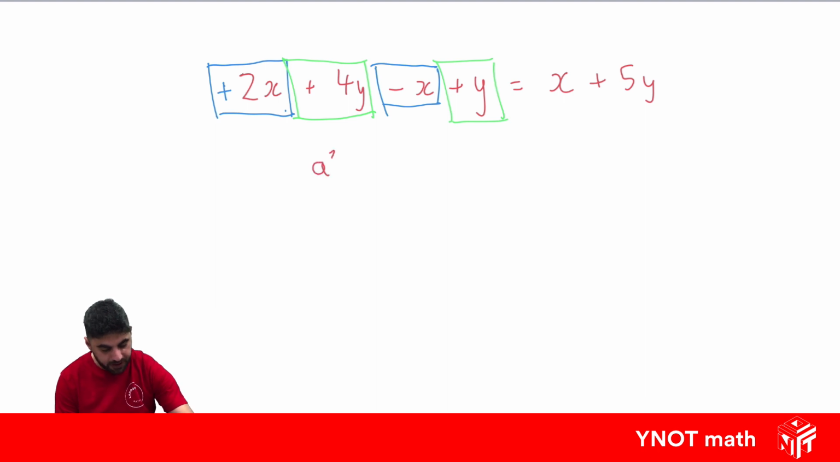What about a squared plus a squared? Well, that's just 2a squared, because they're like terms, because they both have a squared. Their coefficients are 1. 1 plus 1 gives us 2.